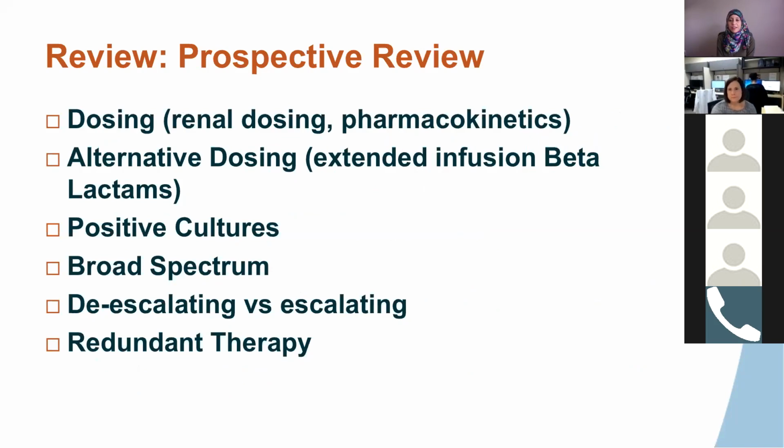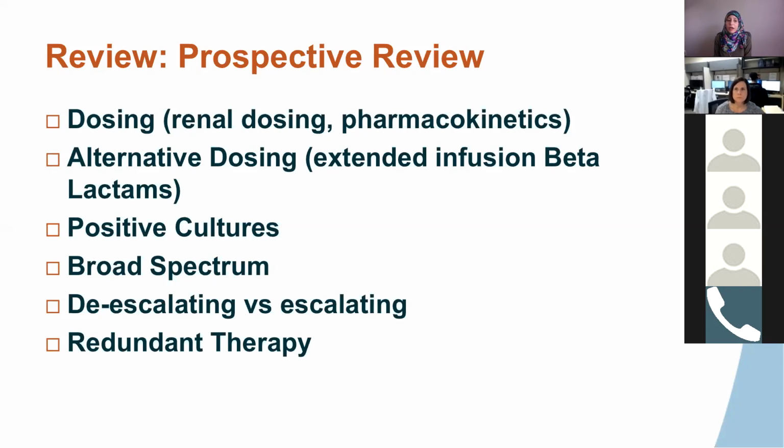So I know we've gone over several different recommendation types under the prospective review. So just to go over them really quick, or hit on the ones that we didn't talk about in depth. Dosing is obviously really important, and a simple intervention. So renal dosing, or even with pharmacokinetics, like with your vancomycin, wanting to make sure you have a higher trough goal, closer to 20 for a suspected meningitis patient, for example. And then also alternative dosing, so extended infusion beta-lactams, most commonly Zosyn, is a good intervention.